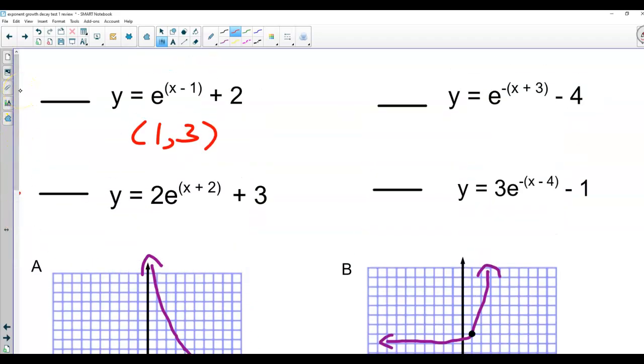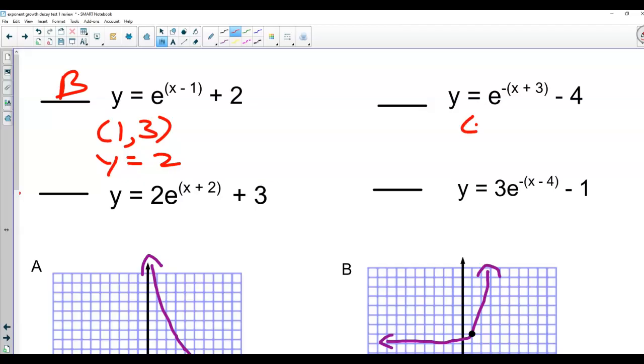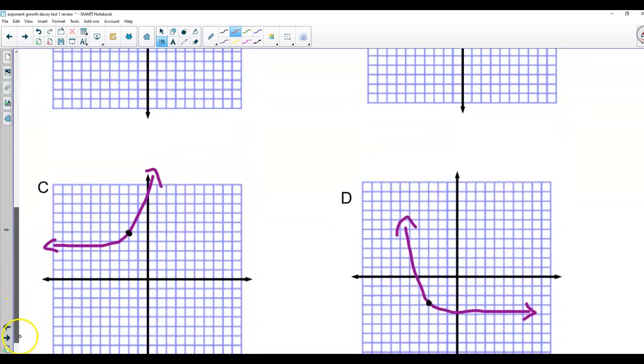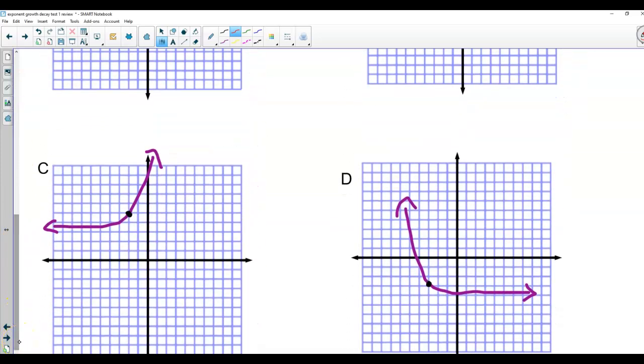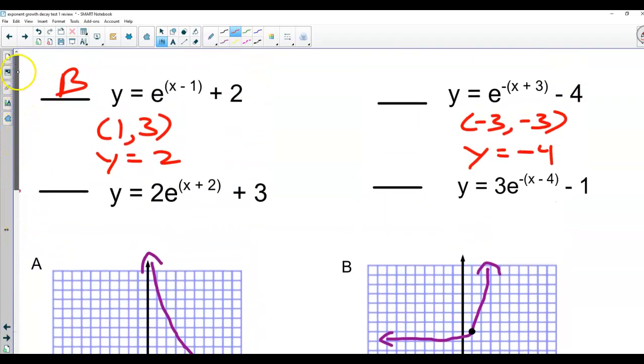Off the key point, if I plug 1 in for x, I get 1, 3, and off my horizontal asymptote. Both of them are with graph B. Here, my key point is -3, -3, and my horizontal asymptote is -4. Well, which graph has those? -3, -3, and my horizontal asymptote is y equals -4. So therefore, this graph would be D.